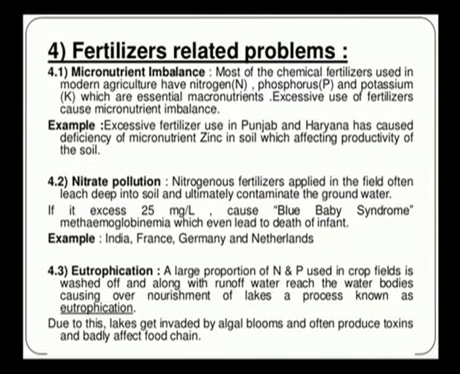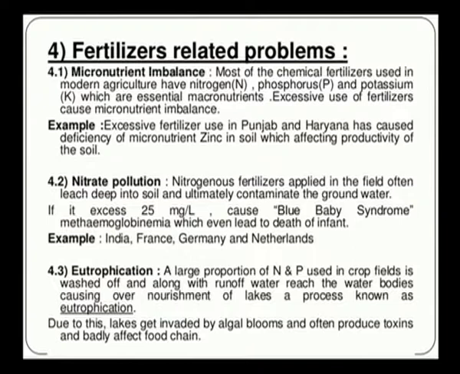Eutrophication: a large proportion of nitrogen and phosphorus used in crop fields is washed off along with runoff water, which reaches the water bodies, causing overnourishment of lakes, and this is called eutrophication. Due to these excessive nutrients, the lakes actually get invaded by algal blooms, which often produce toxins and badly affect the food chain.